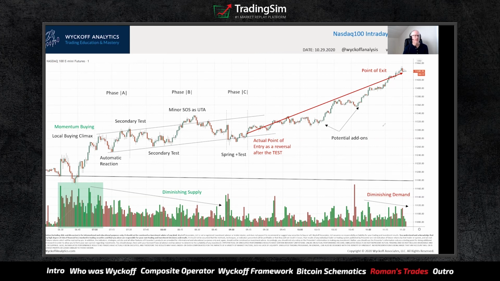What are you going to do? Are you going to scale out? Are you going to close the position? Or are you going to still continue holding it? That's awesome. And do you trade with anything else like moving averages, or is it just the candles and the volume? Well, there is a moving average on this chart.